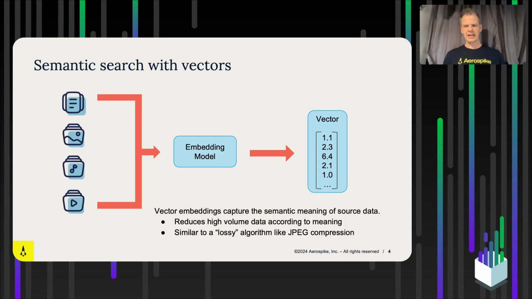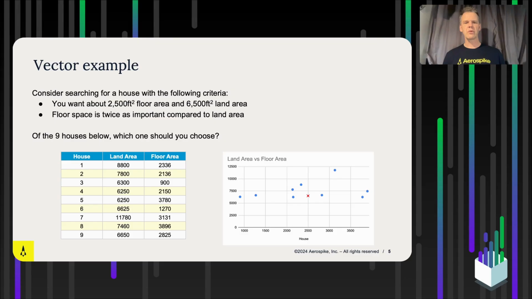Now, that seems fairly abstract. So what I want to do now is go through an example of vectors. When would you use vectors? And we'll see how they work in practice. So let's take an example we're all familiar with. We want to buy a house.